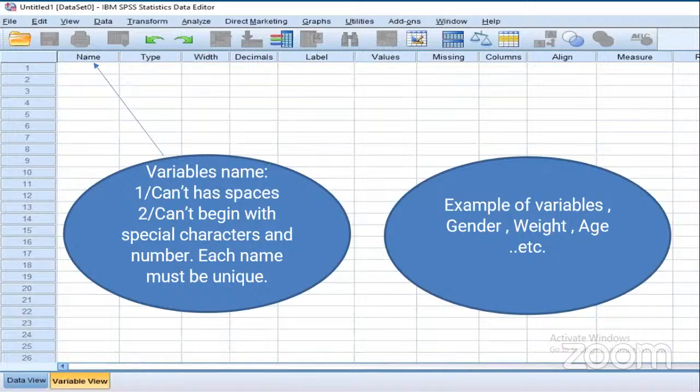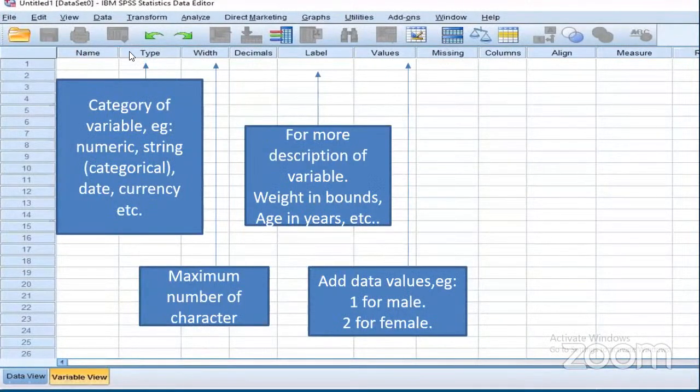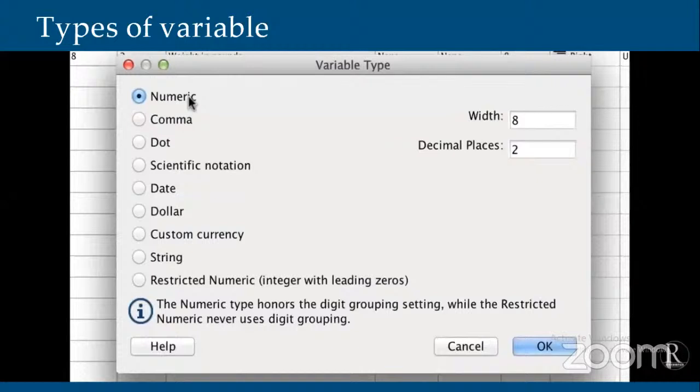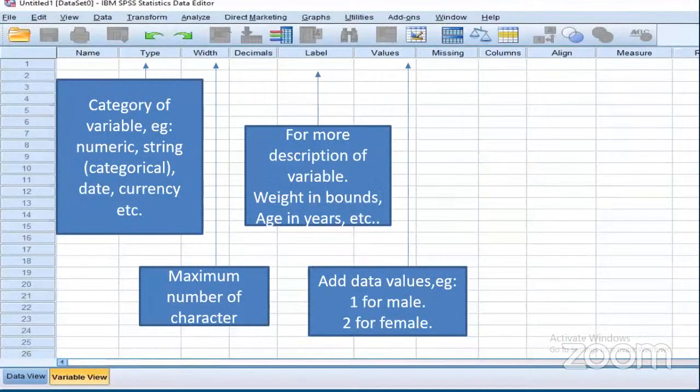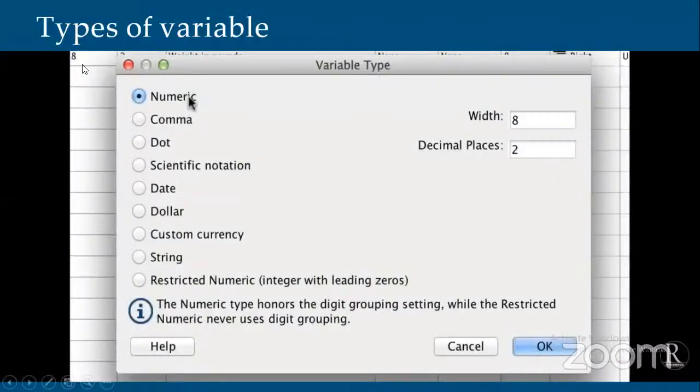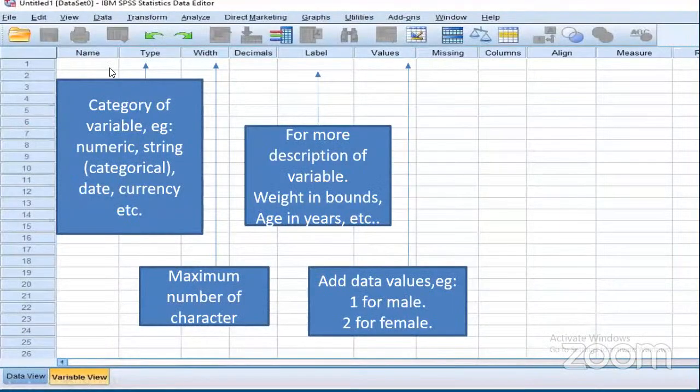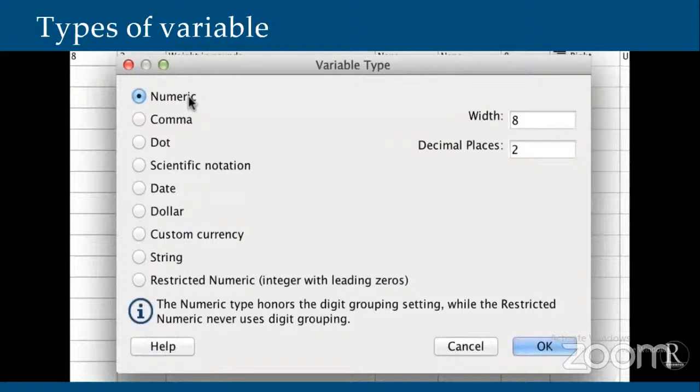After putting the name of the variable, we go to the type of variable here. If you click on type, an icon like this will appear, so you have to categorize the type of variable. Is it numeric, is it string, or other type of variable? For example, if you put here the name of variable like age, it is numeric, so we'll choose numeric. If the name of the variable is name, it is string, because we have to add text. We'll click here.